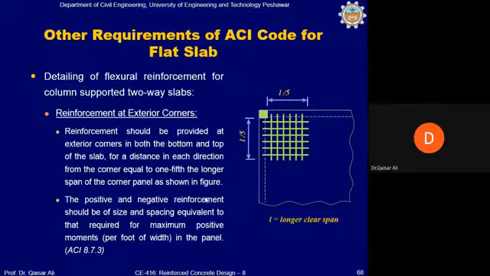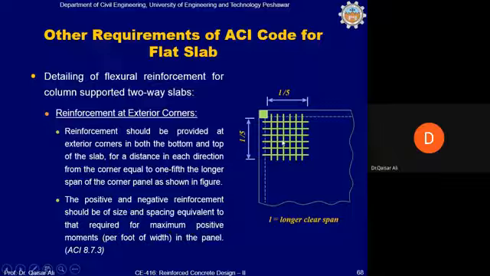There is another requirement which is common to both slabs with beams and without beams, and this is due to the torsional stresses. These torsion stresses occur in corner slabs. Reinforcement should be provided at exterior corners in both the bottom and top of the slab for a distance in each direction from the corner equal to 1/5 the longer span of the corner panel, as shown in the figure. The positive and negative reinforcement should be of size and spacing equivalent to that required for maximum positive moment per foot width in the panel, according to ACI 8.7.3.